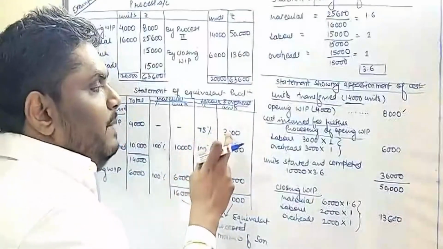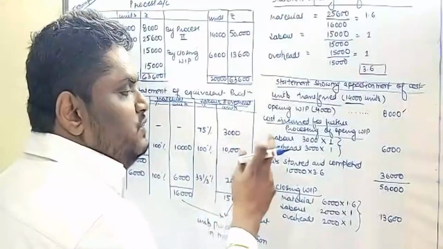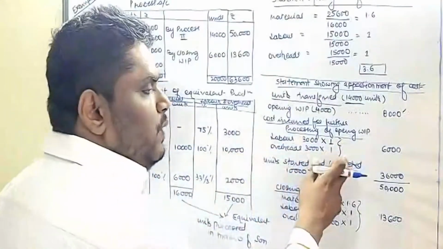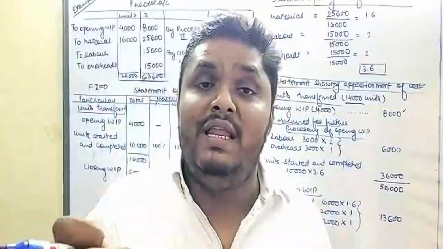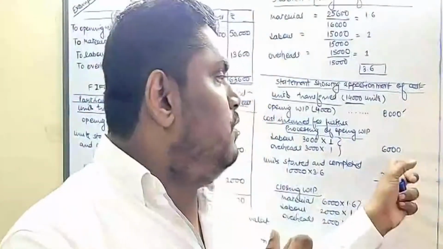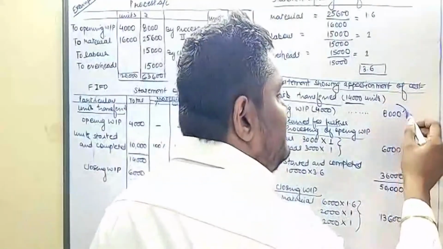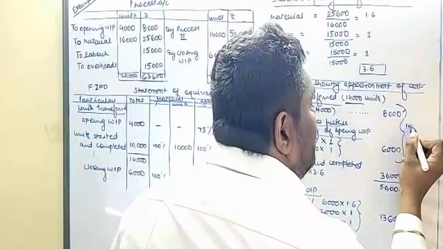So the equivalent number of units for labor is 3,000. So 3,000 into 1, and overheads also 3,000 into 1. So the total cost incurred on these 4,000 units is how much? 6,000. So the total cost of opening work in progress is how much? 14,000.